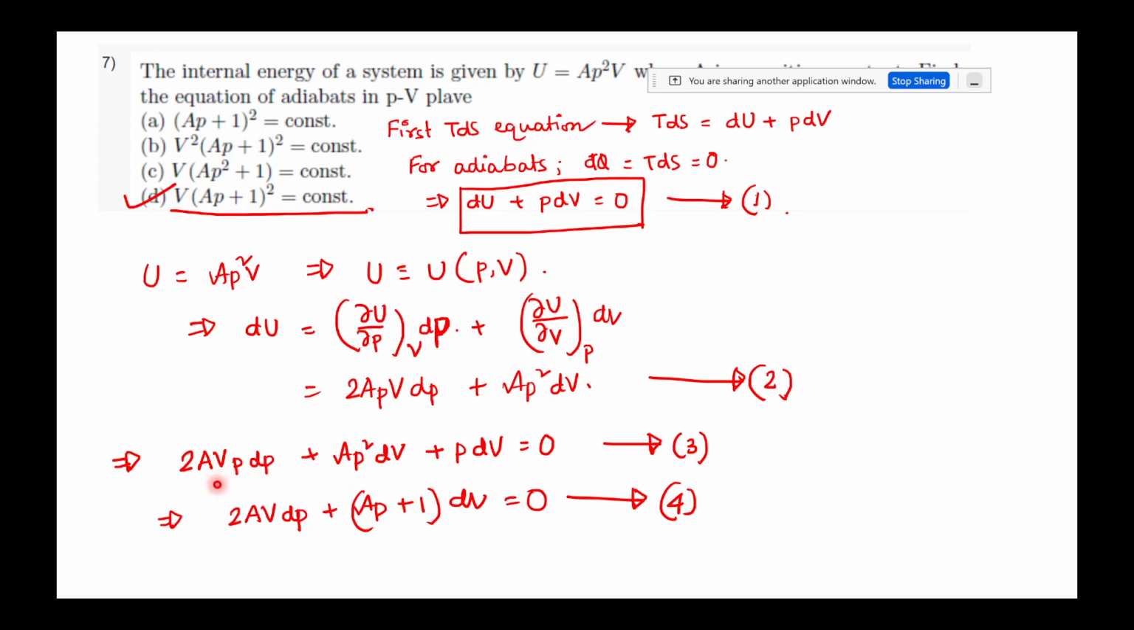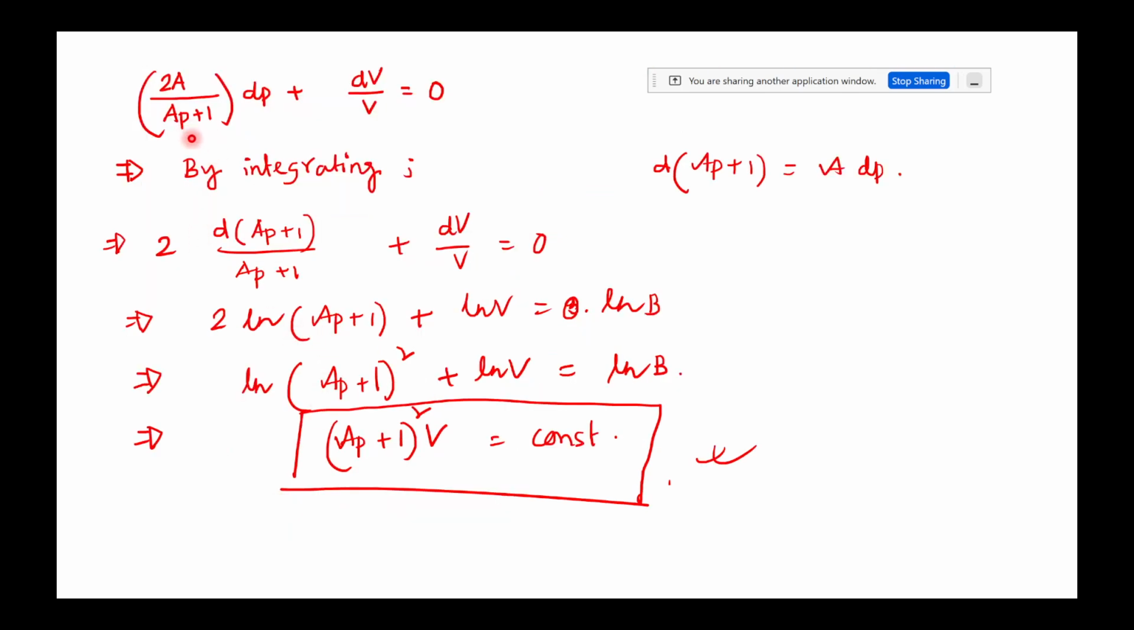So if you differentiate with respect to 2av and (ap plus 1), there will be 2a dp by (ap plus 1) plus dv by v, and after integration we got 2 ln(ap plus 1) plus ln v is equal to ln constant, and after some algebra we'll get (ap plus 1) whole square times v is equal to constant. Okay, so this is quite a simple problem. So I hope there is no other question.